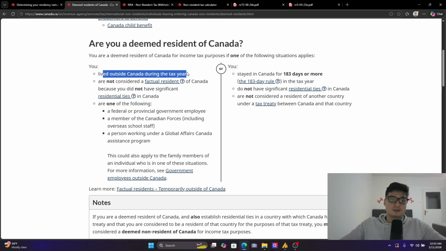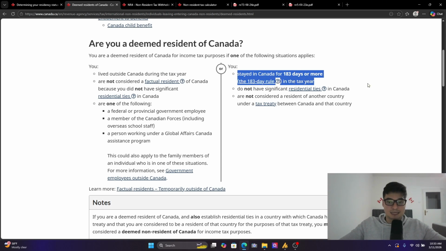So there's 2 ways. You live outside of Canada, you're not considered a factual resident, and you have one of the following: you're a federal or provincial government employee, a member of the Canadian Forces, a person working under the Global Affairs of Canada Assistance Program. So we're not really going to talk about that. Those are very specific. Or you stayed in Canada for 183 days or more in the tax year.